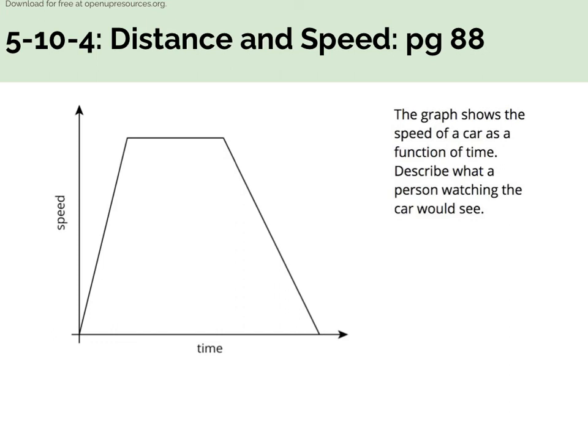So let's go ahead and apply what we just barely did to what's going on here. Turn to page 88, and it says the graph shows the speed of a car as a function of time. Describe what a person watching the car would see. So you're writing a story to go along with this. So go ahead and pause, write that in on page 88. What is the story that will go with this? Pause, and then come back to me.